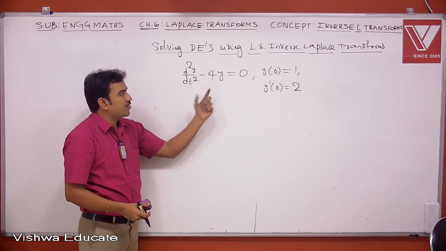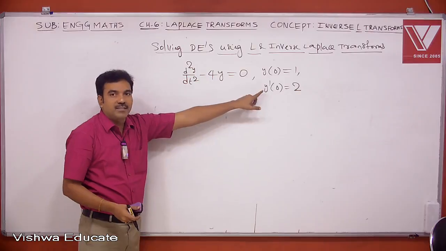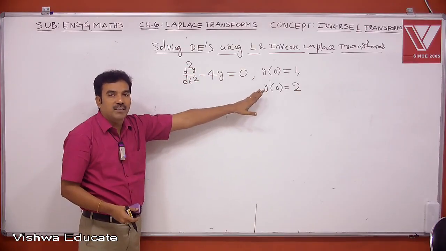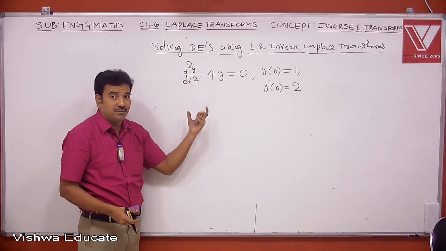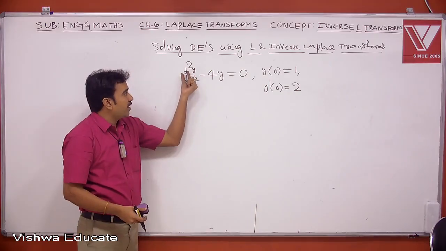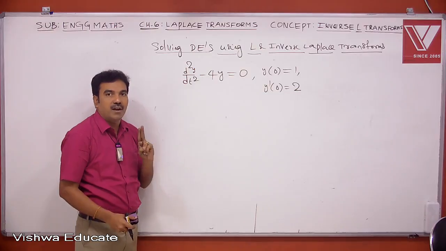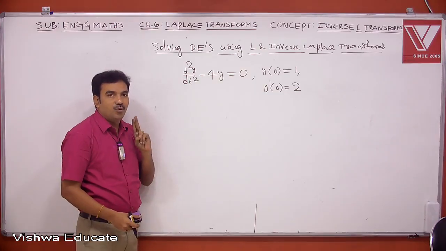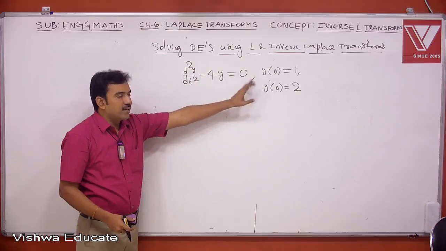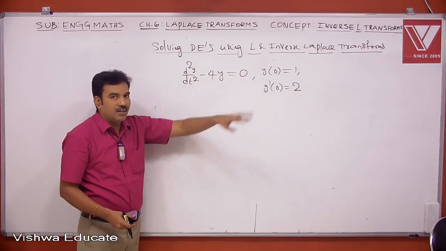Now I want to solve this equation. Here two boundary conditions are given. What is the importance of boundary conditions? To get the constants C1 and C2. It is a second order equation, so when you find its general solution, we get two general constants C1 and C2. To get those constants, two boundary conditions are given: y of 0 is 1, y dash of 0 is 2.